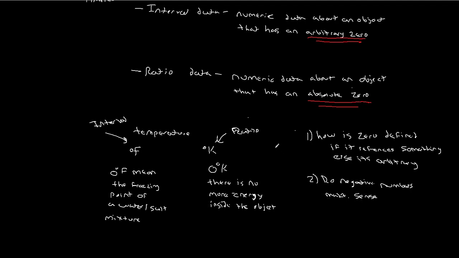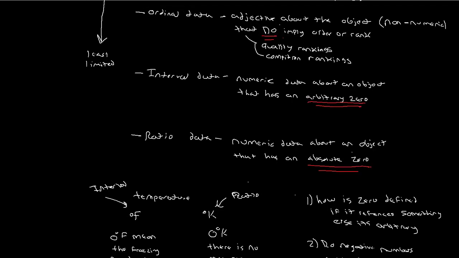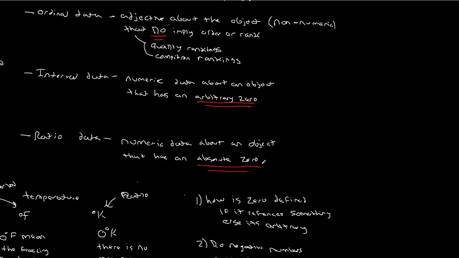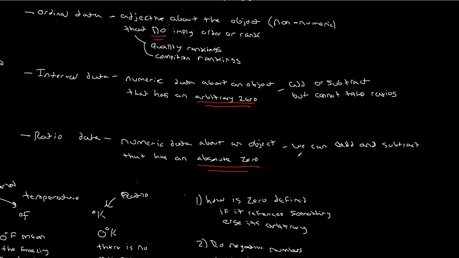The last thing that I want to talk about is to explain why this matters. Why have two different rankings or two different categories based on this idea of arbitrary versus absolute zero? The reason why is because this absolute zero gives us the power to be able to take ratios. So with interval data, we cannot take ratios. That's why it's called interval data. So we can add or subtract, but you cannot take ratios. With ratio data, we can do everything. We can add and subtract, and take ratios.